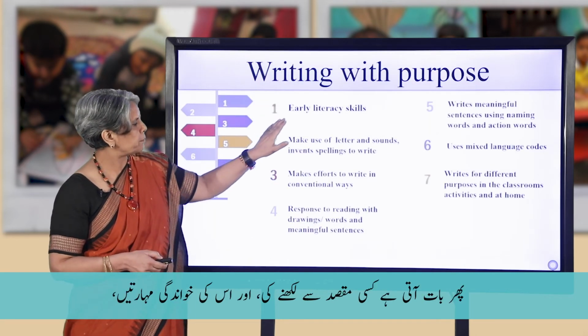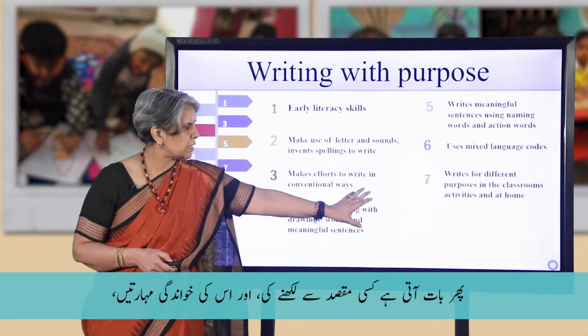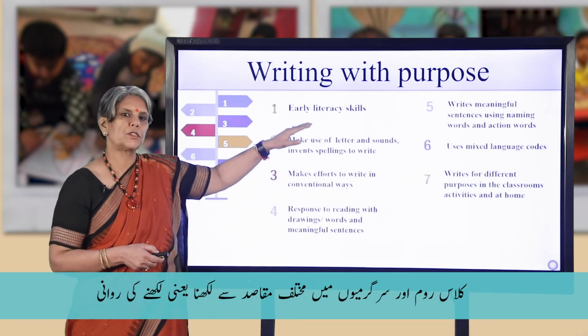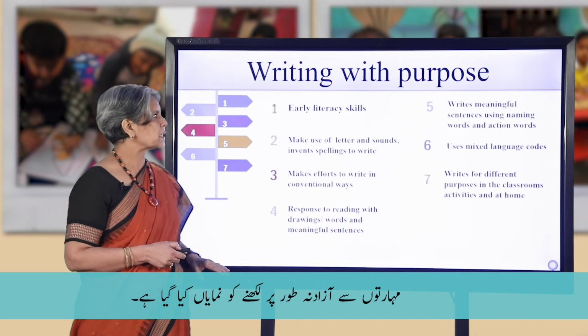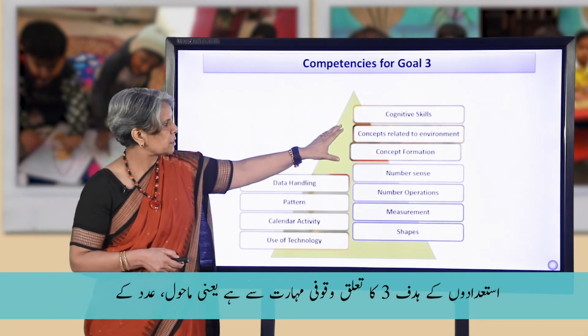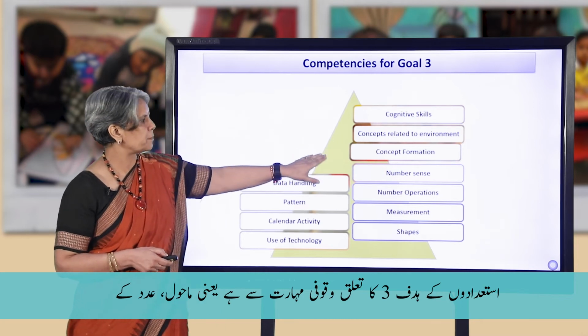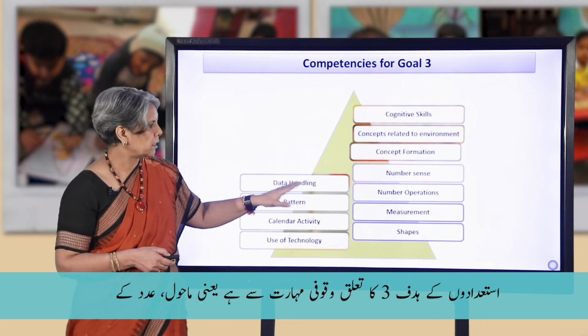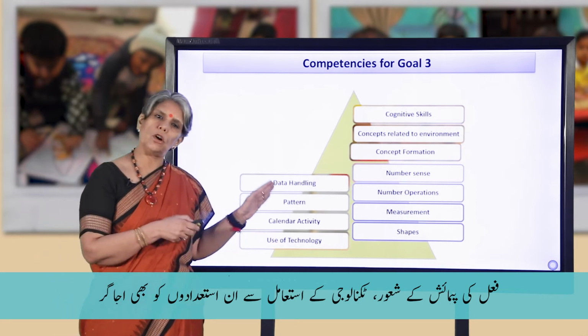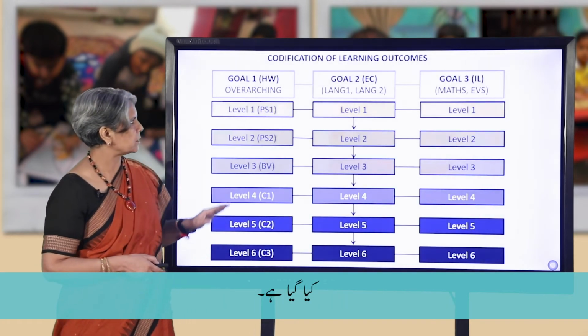Then writing with purpose, early literacy skills to writing for different purposes in classroom and activities, that is from early literacy skills to independent writing, has been highlighted. And similarly for goal 3, the competencies, that is the cognitive skill, the concepts related to environment, the number sense, number operation, measurement, use of technology. So all these competencies have been highlighted.